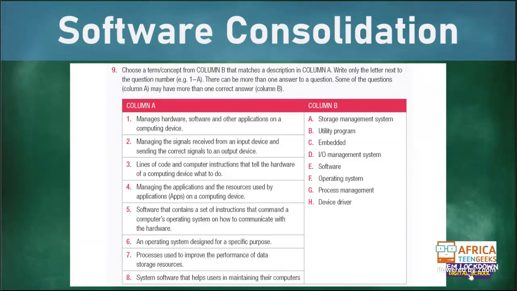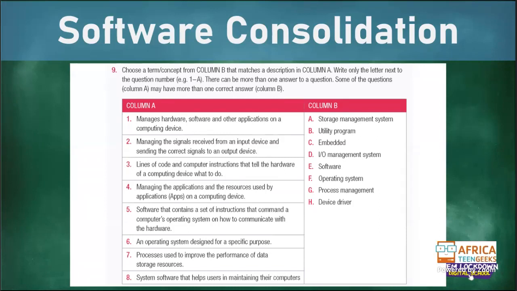Perfect. And then an operating system designed for a specific purpose. What is it? Designed for a specific purpose. It's C, embedded. Perfect. And then processes used to improve the performance of data storage resources. What do we call that? A, storage management.